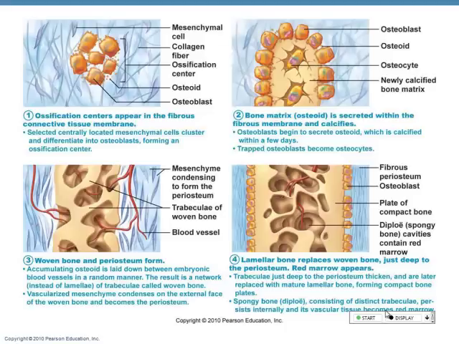By step 4, we're going to start to create stronger and stronger bone. So we're going to start to see that osteon formation. We're going to start to see those lamellae start to form. We're going to start to see Haversian canals and perforating canals.